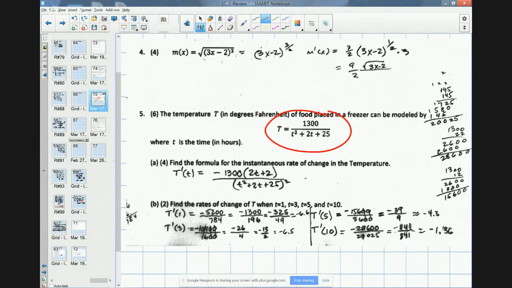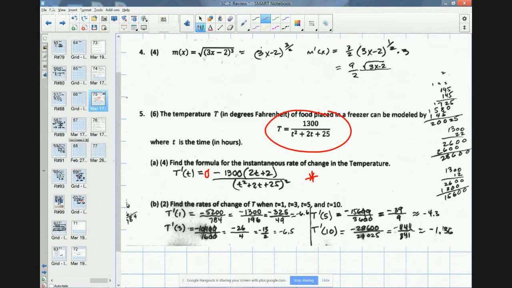So when I started working right here, I said, all right, denominator times derivative of numerator. Well, the derivative of the numerator is 0. So I didn't even write that. So really, there's a big 0 out here. Denominator times derivative of numerator, well, times 0, so it's gone. Minus the numerator, 1300, times the derivative of the denominator, which is 2t plus 2, all over denominator squared. Okay, so that's just a quotient rule.